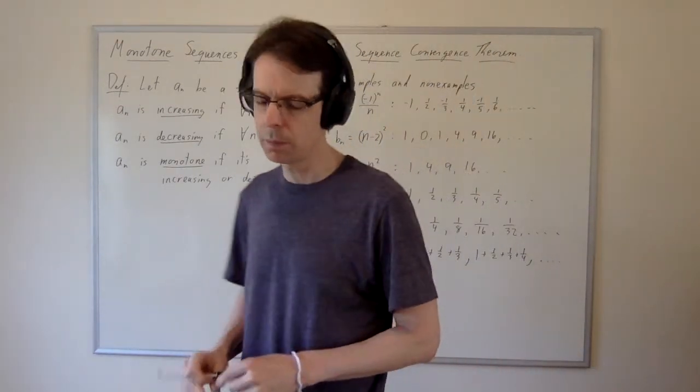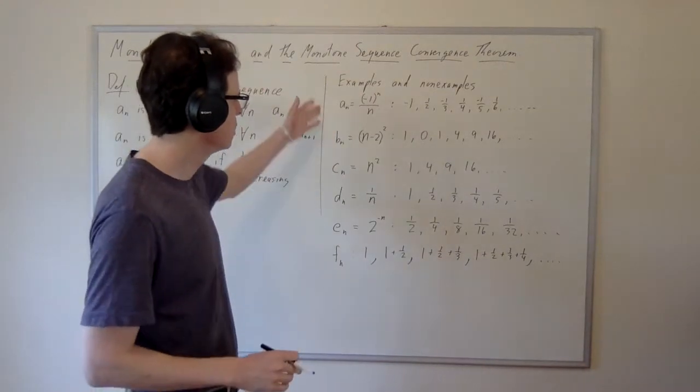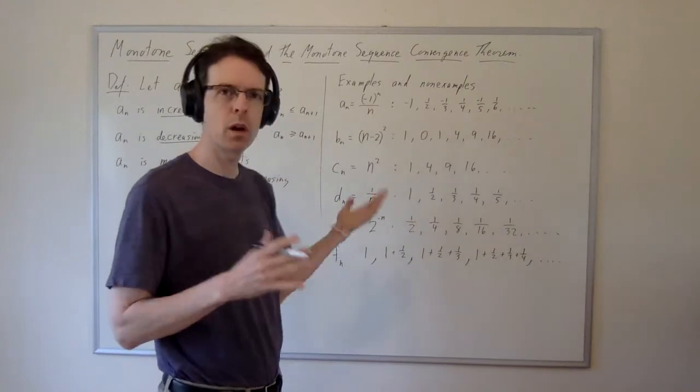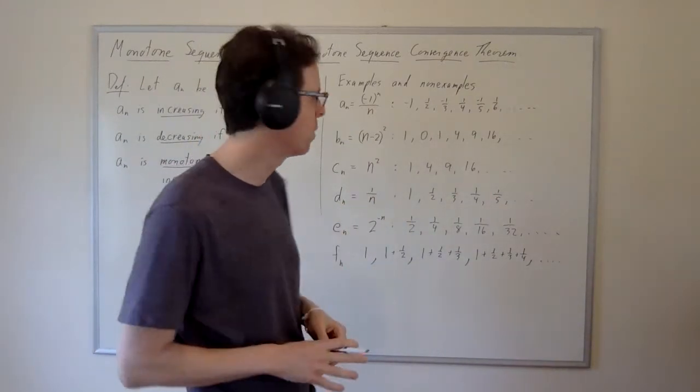So let's look at some examples. I put some sequences here. These are some interesting examples. We're going to look at these and try to figure out: are they increasing, are they decreasing, are they monotone, are they none of the above?